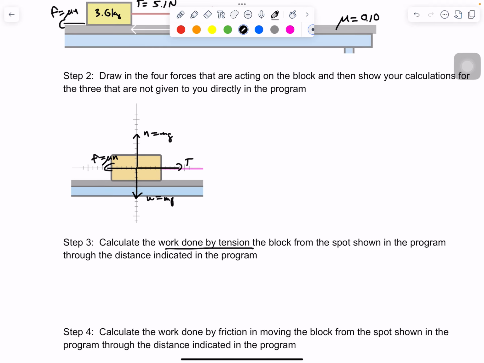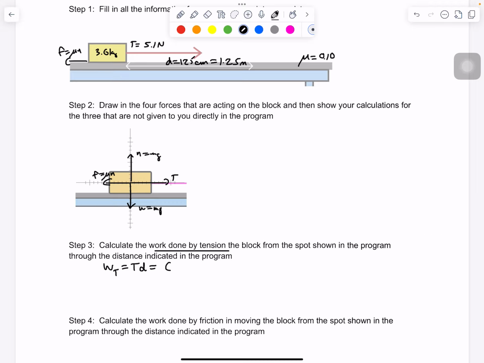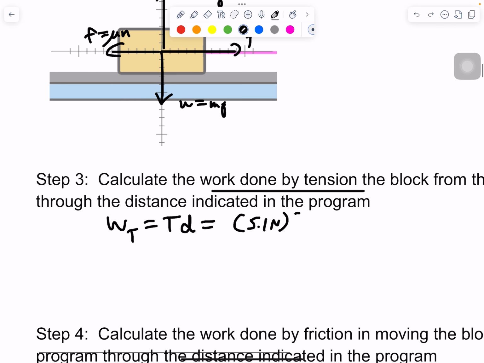So let's calculate the work done by tension. Work done by tension is going to be tension force times distance, which is going to be, in my case, 5.1 newtons times 1.25 meters.